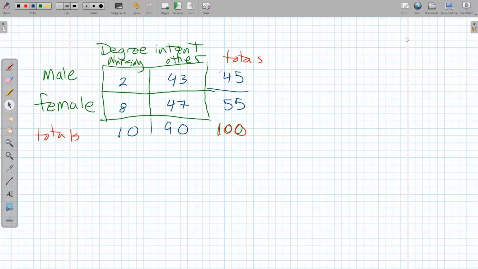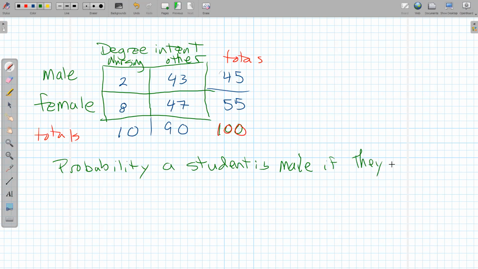Other questions we can ask here. Probability a student is male if they are in nursing? Question number 1 in this one.